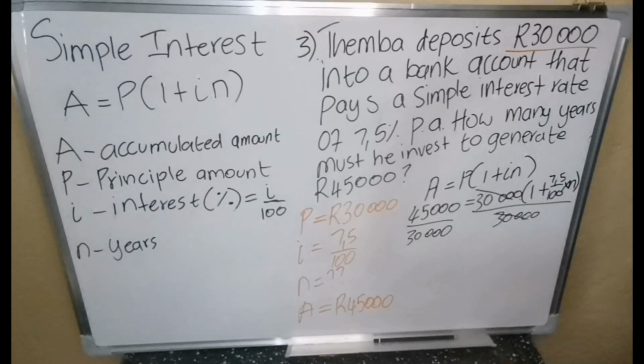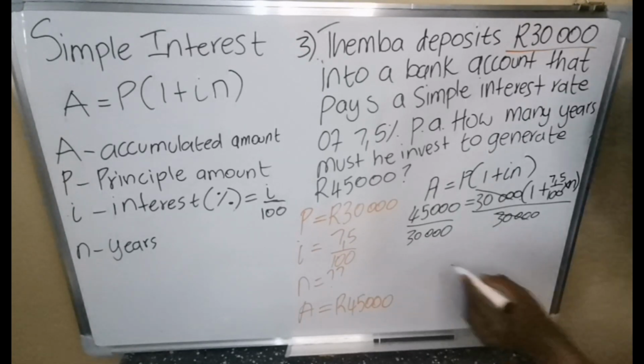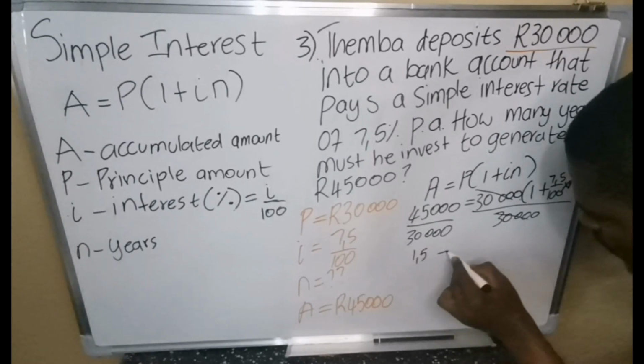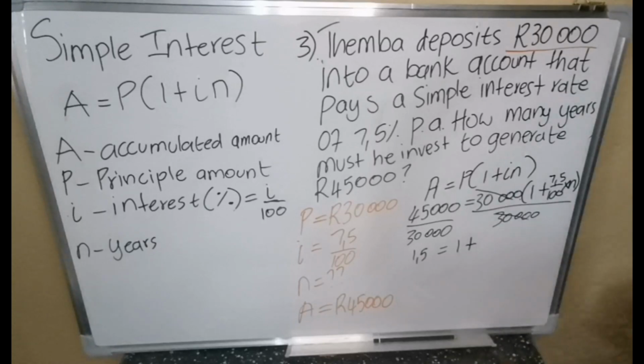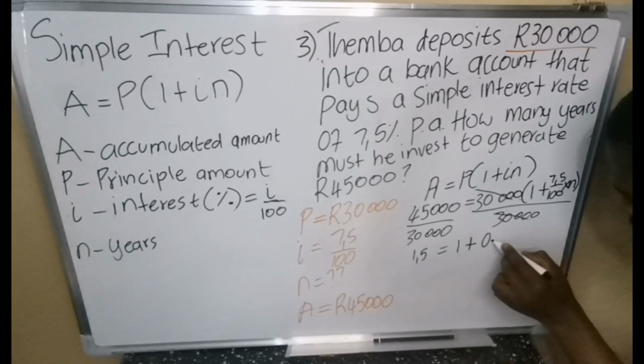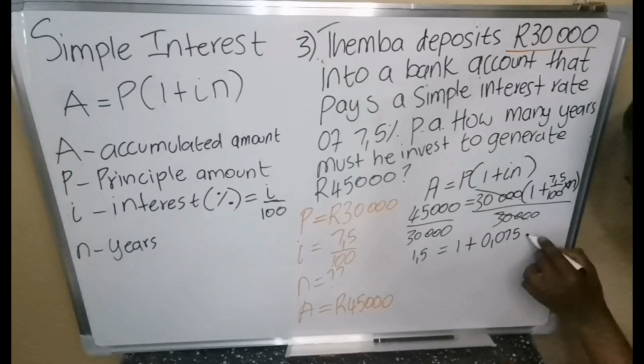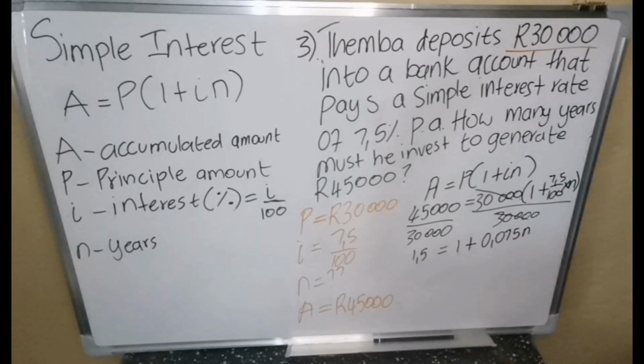And on our left, we're going to be left with how much? 45,000 divided by 30,000 is 1,5. So 1,5 is equal to 1 plus 7,5 divided by 100. You don't need to convert it, it's your choice. 0,075 multiplied by n.